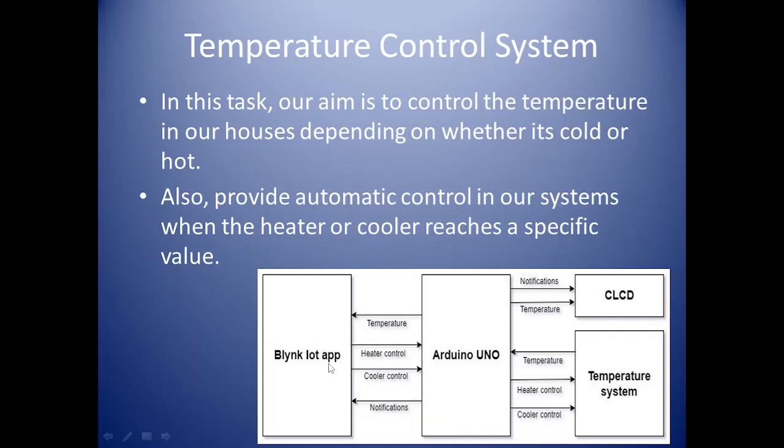Now, since we can see how hot or how cold the room temperature is, the heater control or the cooler control are activated respectively, and then that is sent to the temperature system. And the Arduino Uno board also sends notifications to the app, as well as displays it on the CLCD, so that it makes sure that the user knows what is happening behind the scenes.